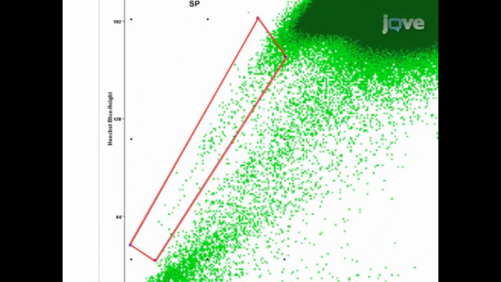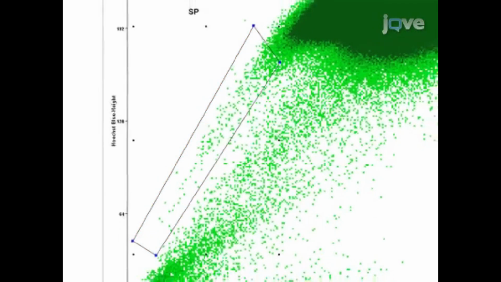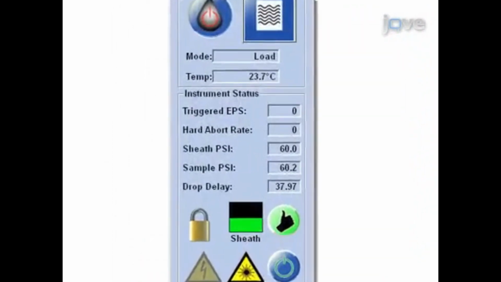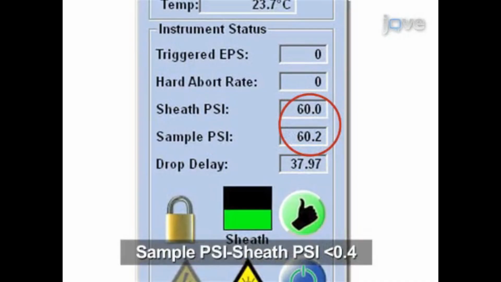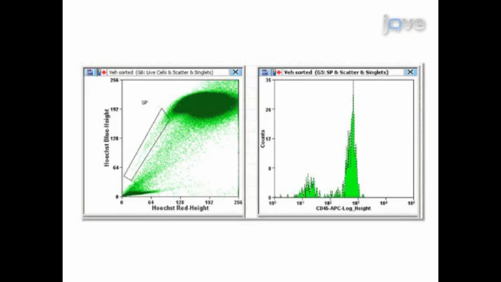The side population gate Hoechstlow should be in a similar position to that set for the bone marrow sample, although slight adjustments up or down may be necessary. To ensure tight resolution of the side population, maintain a low pressure differential during sorting by ensuring that the sample flow valve isn't opened too far.